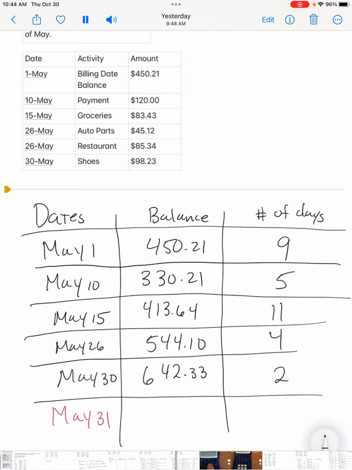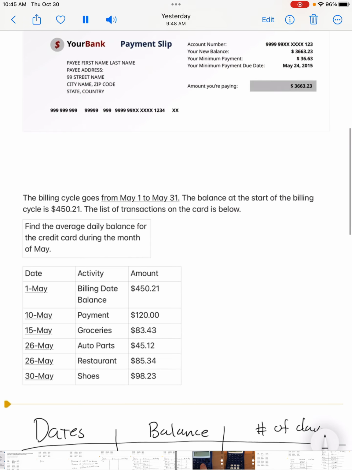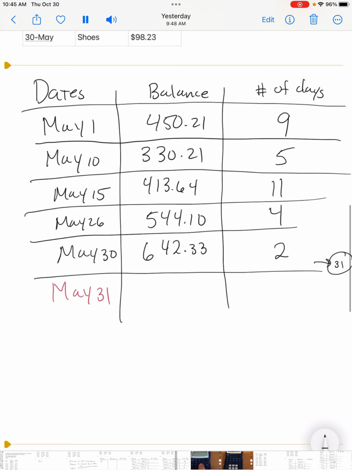Now notice the total of those. 9 plus 5 plus 11 plus 4 plus 2 total to be 31. We don't need that total the way we do it because we have our calculator. The book will demonstrate a formula to do this, but we have the use of our calculator. 31 makes sense because there's 31 days in the billing cycle. May 1st to the 31st is 31 total days in that billing cycle. All right. Awesome. The rest is to use your calculator to get the average daily balance.